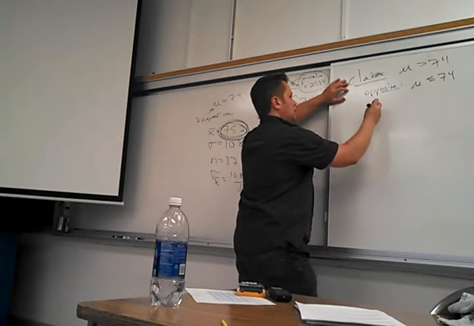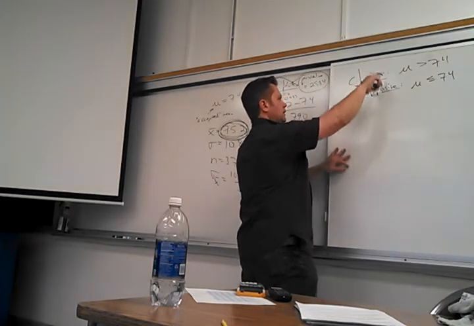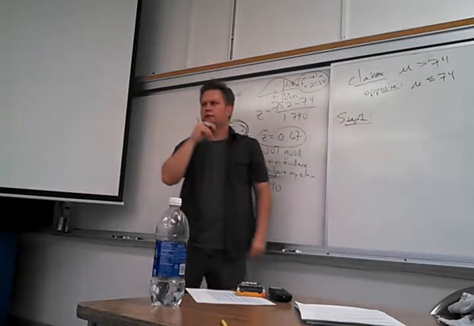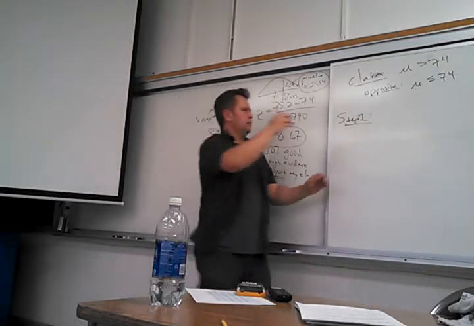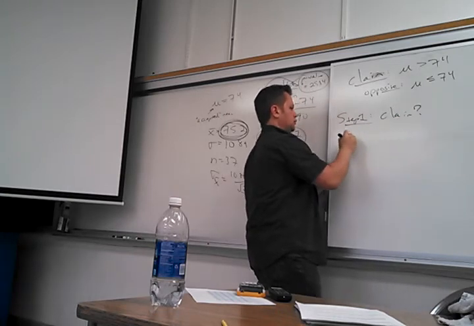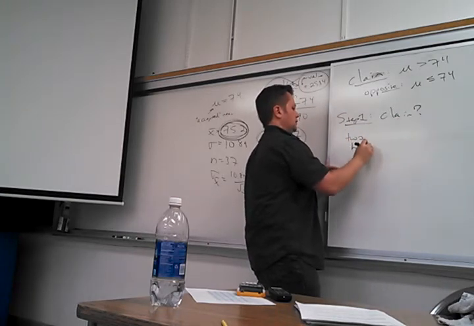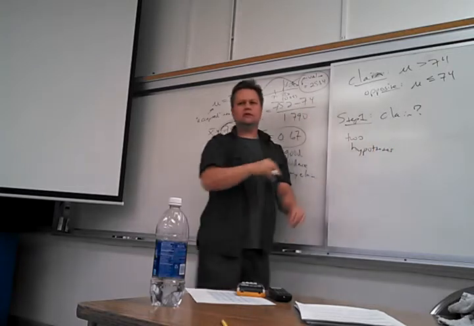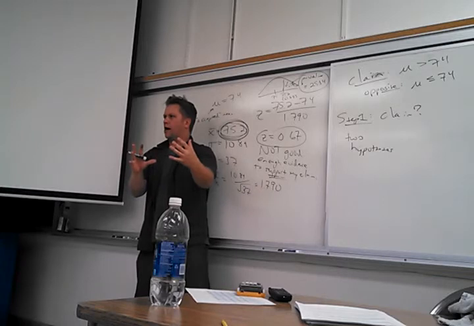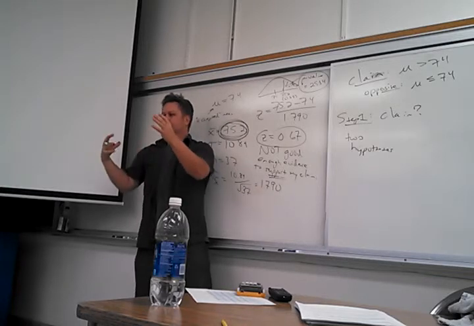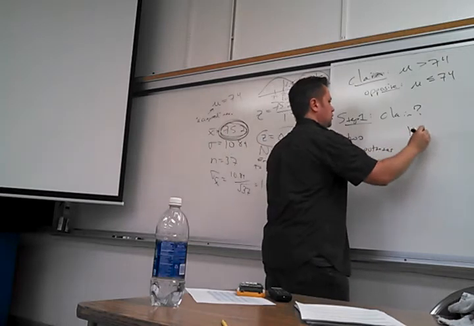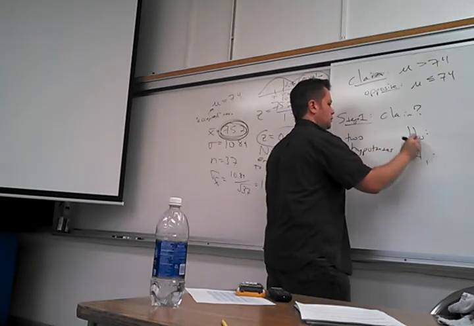So here's the formalization of this, and this would be step one on a hypothesis test. Step one on a hypothesis test would be, what's the claim? And then what are my two hypotheses? You always have these two hypotheses. You've got the null hypothesis, and you've got the alternate hypothesis. And in an old book I used to use, it was the H-naught and the H-a, but this book has the H-naught and the H-one.